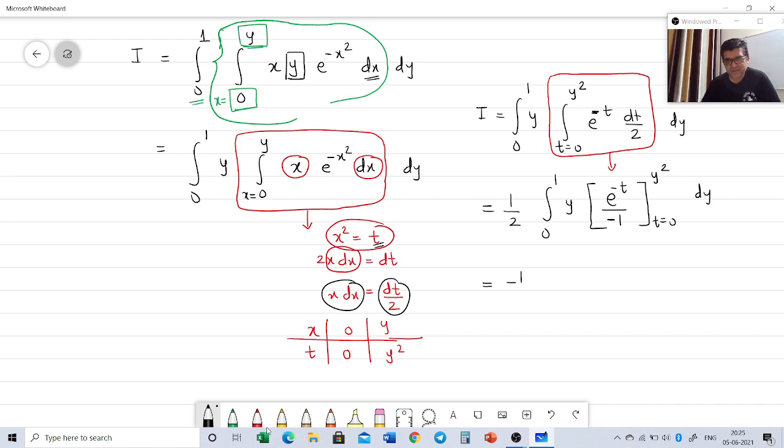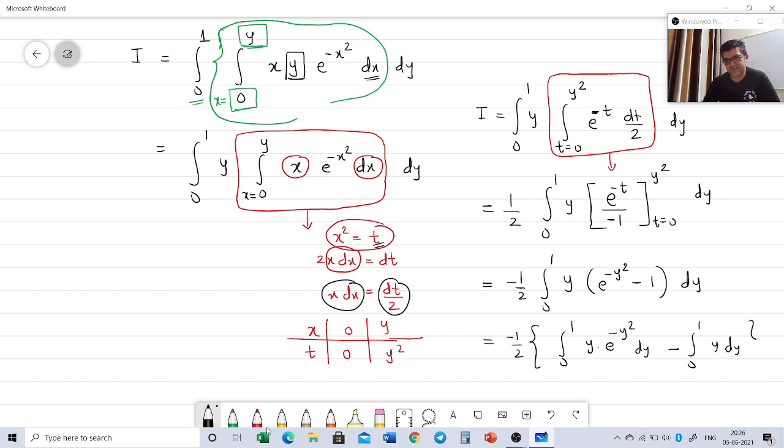This minus also I can keep it outside the integral, right? And when we put the upper limit over here, it is going to be e raised to minus y square. And when you put t equals 0, it is going to be e raised to 0, which is 1. So this is what I'm going to have, right? So it is going to be minus 1 by 2 times integral 0 to 1 y into e raised to minus y square dy minus integral 0 to 1 y dy.